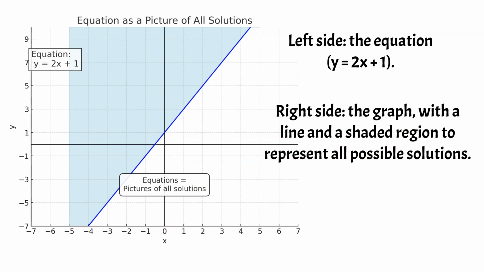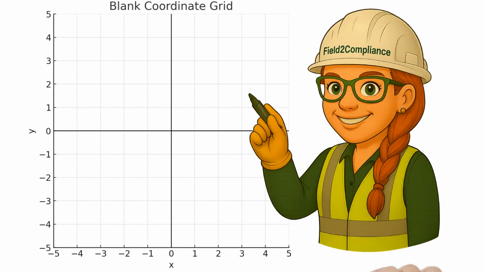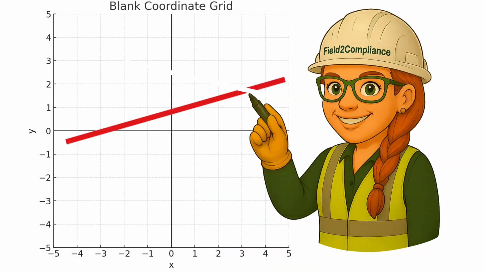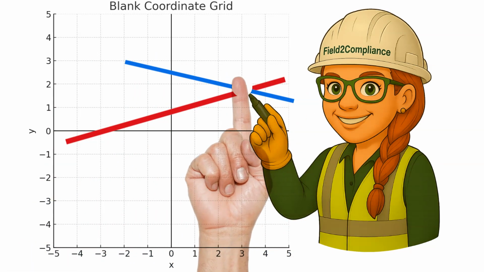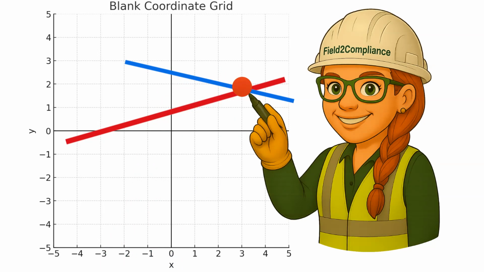And this is exactly why we graph, because once you're comfortable with one line, the next step is to look at two lines together. The place where they meet, that point of intersection, is the solution to both equations at once, and that's what we call a system of equations.